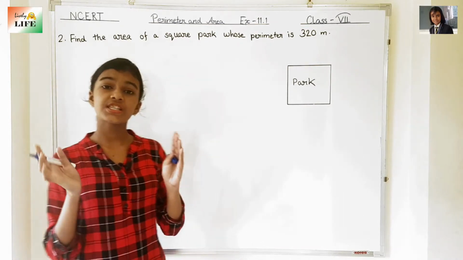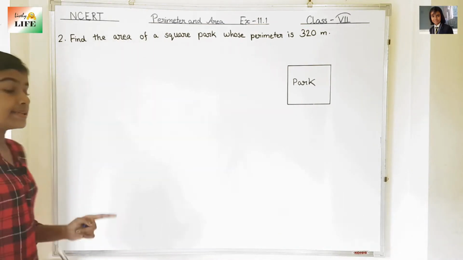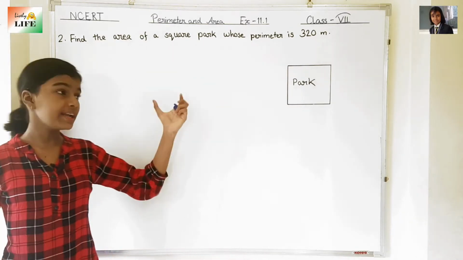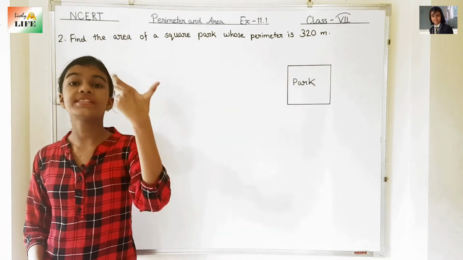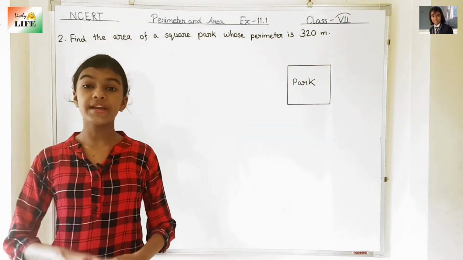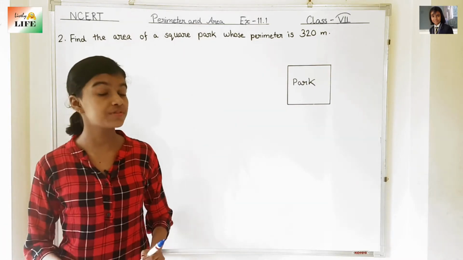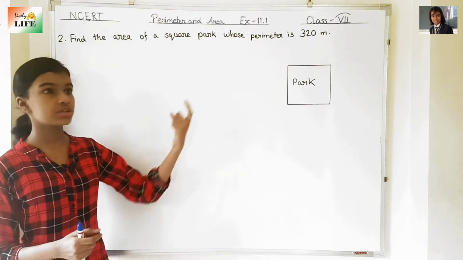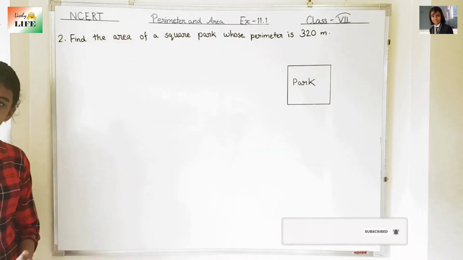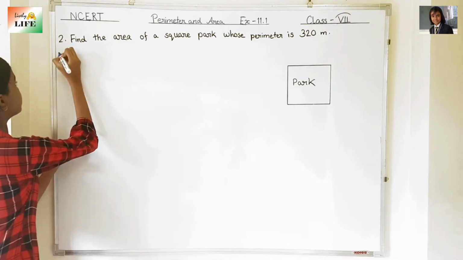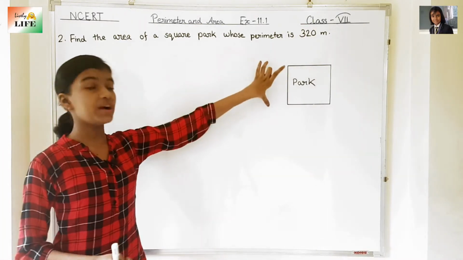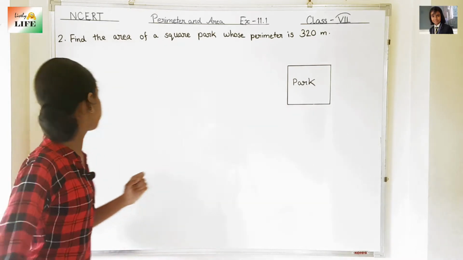So first, what is the formula of area of a square? It is side into side. Okay, side square, side into side. So if we need to find the area of the square, we need to find one side, right? And what is the formula of perimeter of a square? It is 4 into side. So over here also there is side. So if we know the length of one side, then we can easily find out the area of the square part. So first from this perimeter 320 meter, we are going to take out the length of one side. Then we are going to find its area.